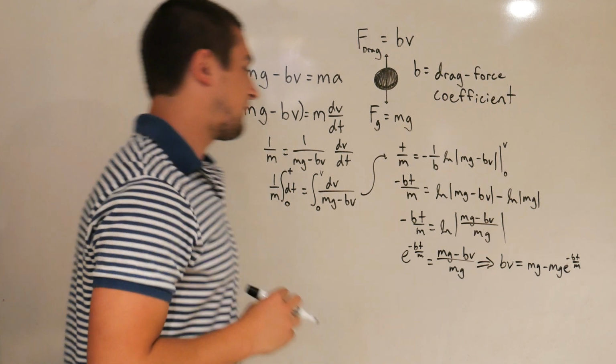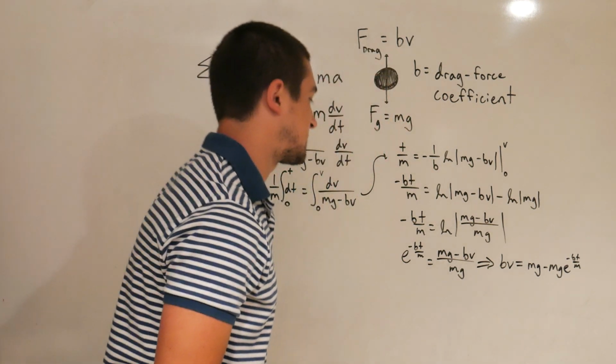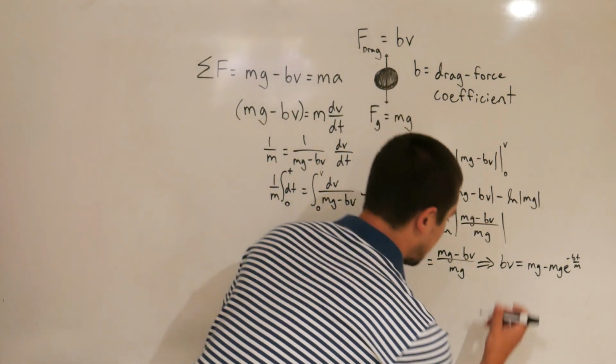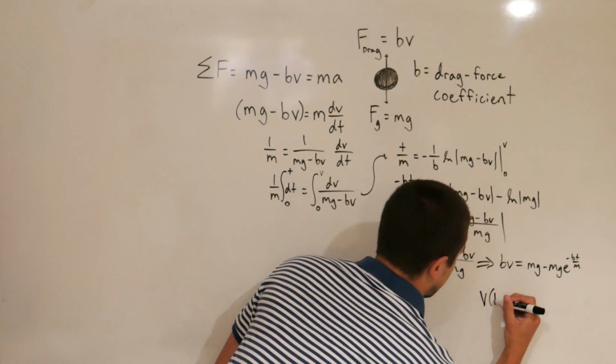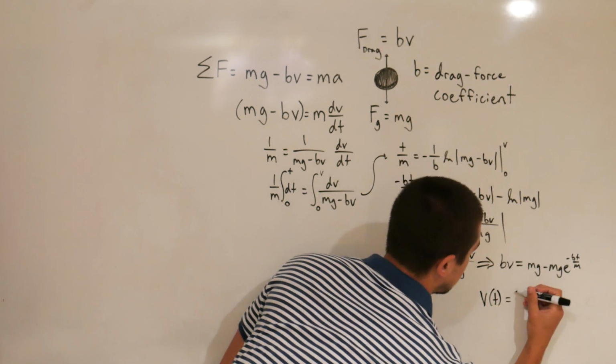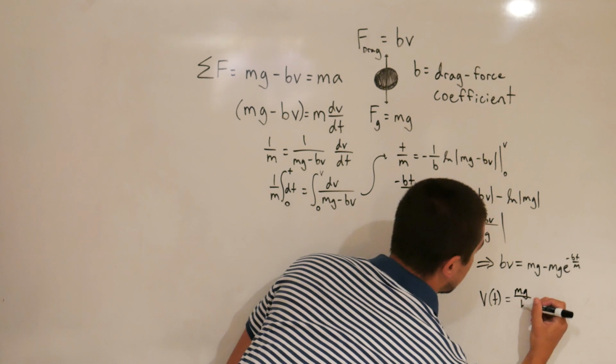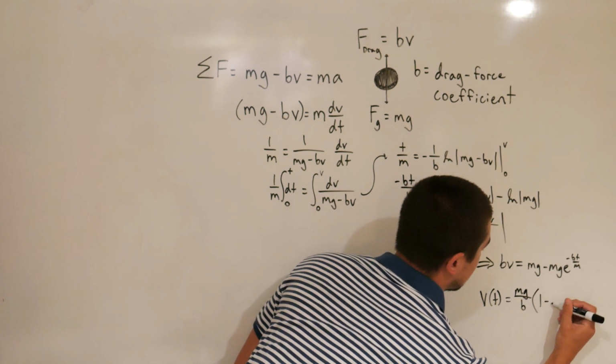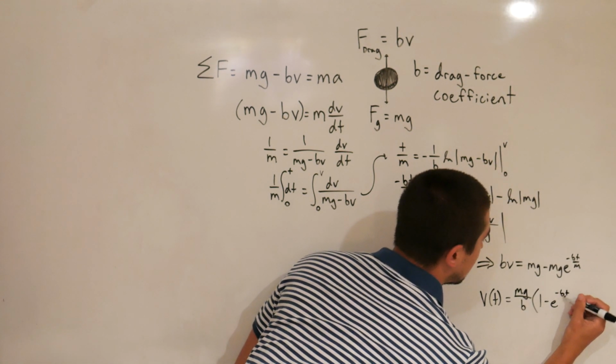Okay, and now factoring out an mg from this expression and dividing both sides by b, we will get our velocity as a function of time, which is equal to mg over b times (1 minus e to the minus bt over m).